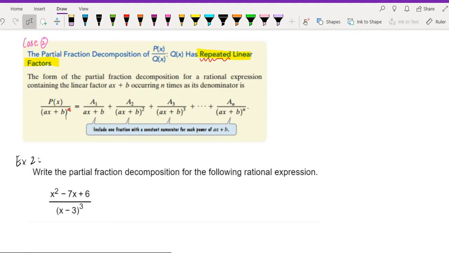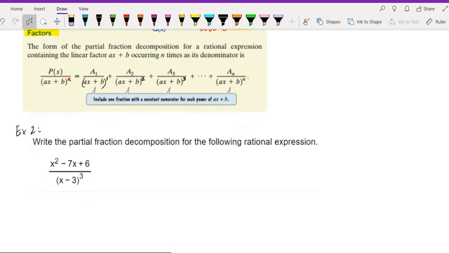So if we have P of x over ax plus b, this whole thing to the nth power, then we're going to have it equal to a sub 1 over ax plus b. That's the same thing as having this whole thing to the first power. Then plus a sub 2 over ax plus b to the second power. First and second. And then we can go on: then we have this whole denominator to the third power, until whatever your n is, and you stop there. Alright. Let's go ahead and look at example 2 and how we apply this rule.